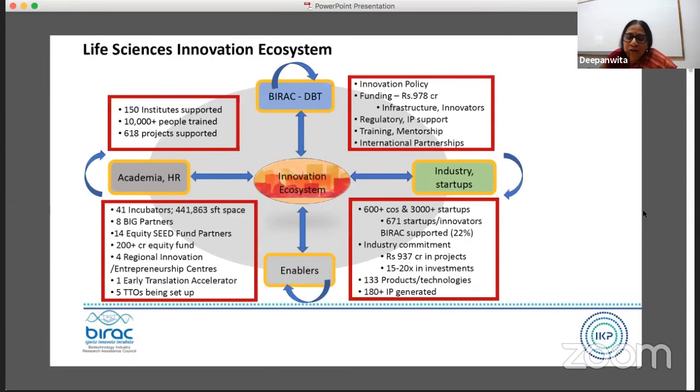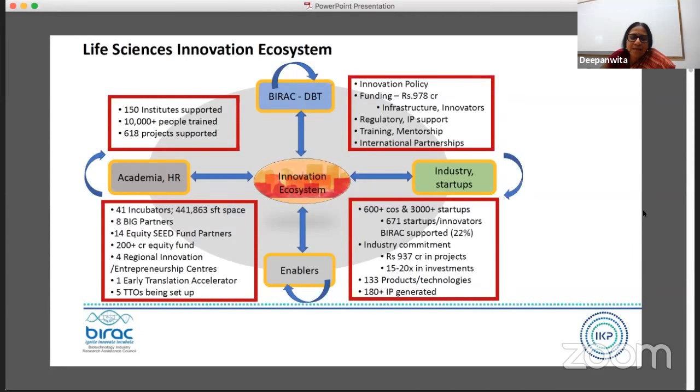It's almost like a 1:1 match. And there will be 15 to 20x in terms of investments. So 15 to 20 times more investments through various infrastructure, revenues, and funding from other sources that these companies put in. 133 products and technologies supported by BIRAC, about 180 patents generated through the funding. So the industry and startups work very closely with BIRAC.